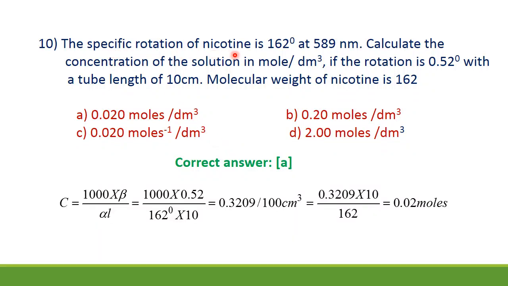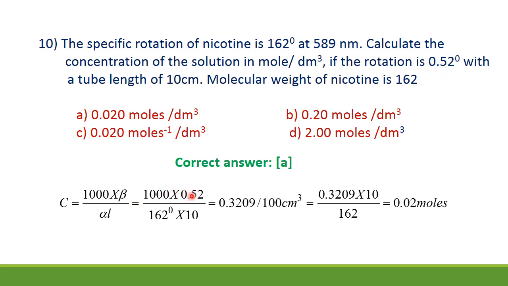Question number 10. The specific rotation of nicotine is 162 degree at 589 nanometer. Calculate the concentration of the solution in mole per dm cube if the rotation is 0.52 degree with a tube length of 10 centimeter and the molecular weight of nicotine is 162. The formula for concentration is 1000 into beta divided by alpha into L. Now here, beta is given. Beta, that is the rotation, is 0.52.